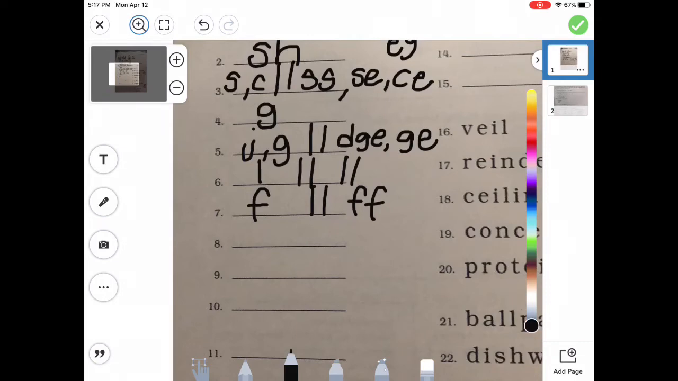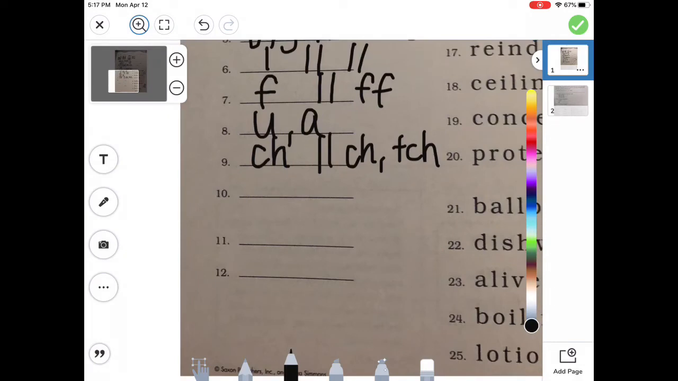Okay, what about the short u sound? It can be U or it can be that schwa A. Good job. Okay, what about the ch sound? Digraph CH, or remember it can be ending CH, or trigraph TCH. Good job. All right, and our last sound we're going to do today, what about the y sound? That's right, it's Y.